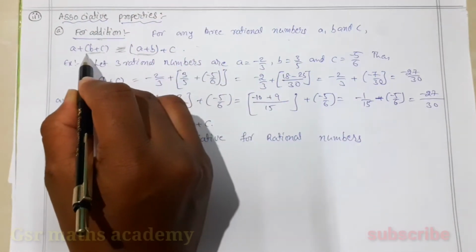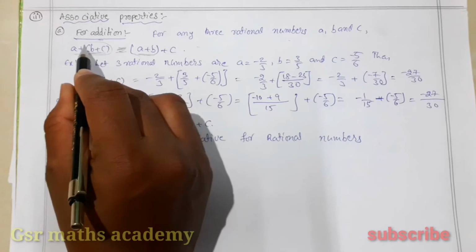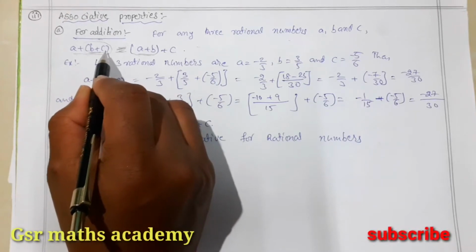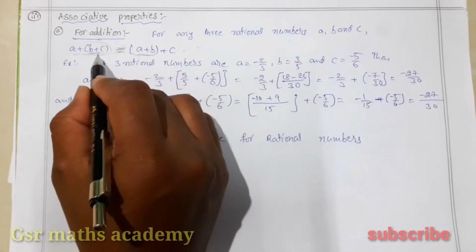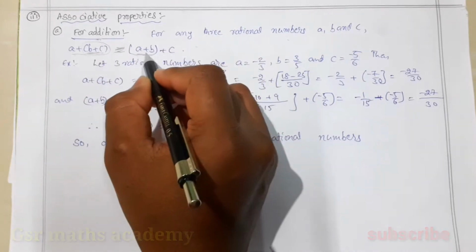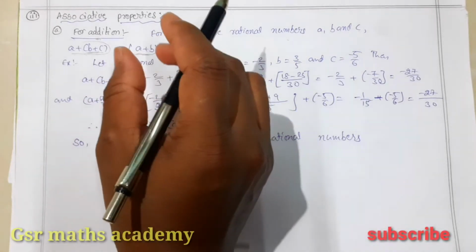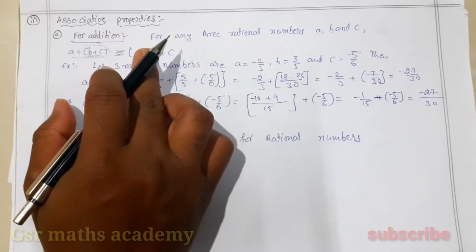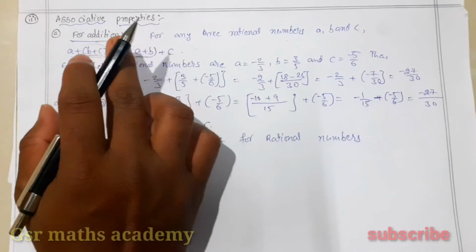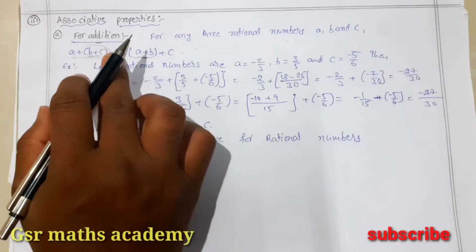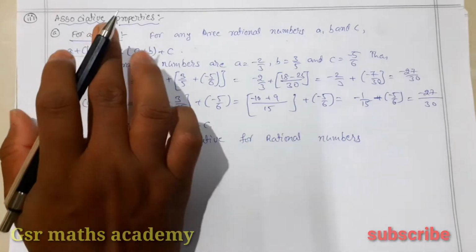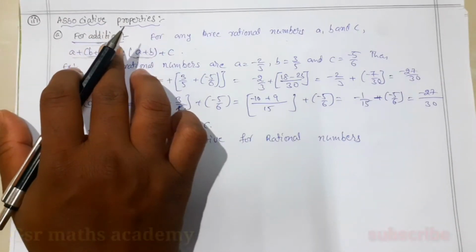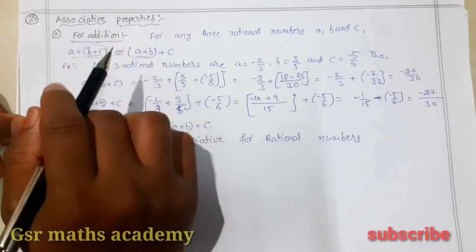Here in this LHS part we have taken b and c as one group, and that is an association, and in the RHS we have taken a and b as one group, that is an association. Even if you change the association of the numbers, the result remains the same. This is the associative property for addition. Let us see an example.